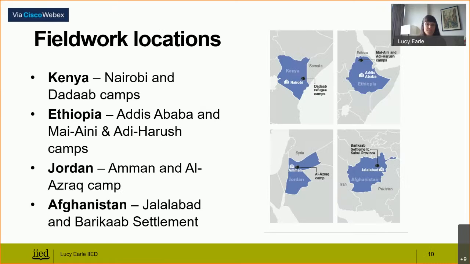So these are the fieldwork locations that we identified early on this year in the project. Given what's happening in Ethiopia, we may have to change our focus. And this may also impact on the population we research in Kenya, as we're trying to look at a different displaced population in each country. So the idea is that we look at Somali refugees in Dadaab and Nairobi. We look at Eritrean refugees in the camps in the north of Ethiopia and in Addis. We look at Syrian refugees in Azraq camp and in Amman. And we look at returnees and internally displaced people who are living in Jalalabad city and then in an IDP settlement in Kabul province called Barikar. Next slide, please.